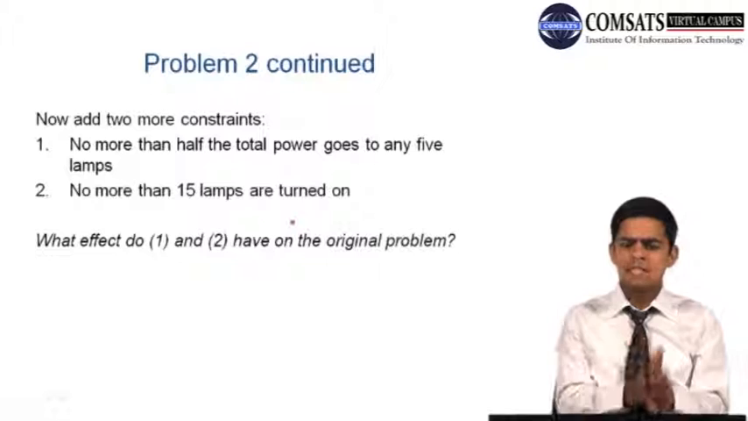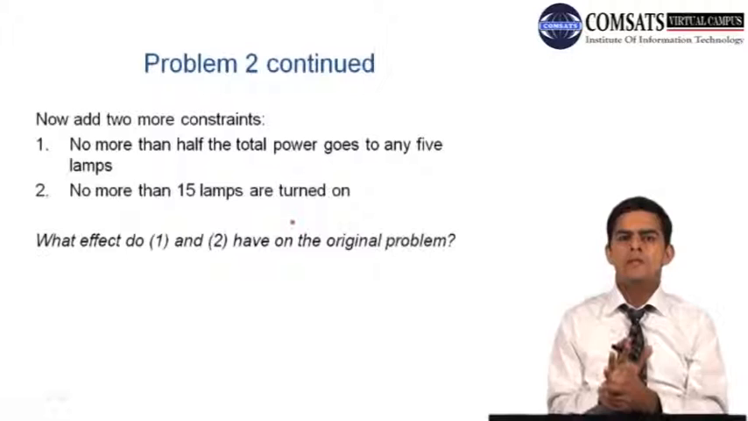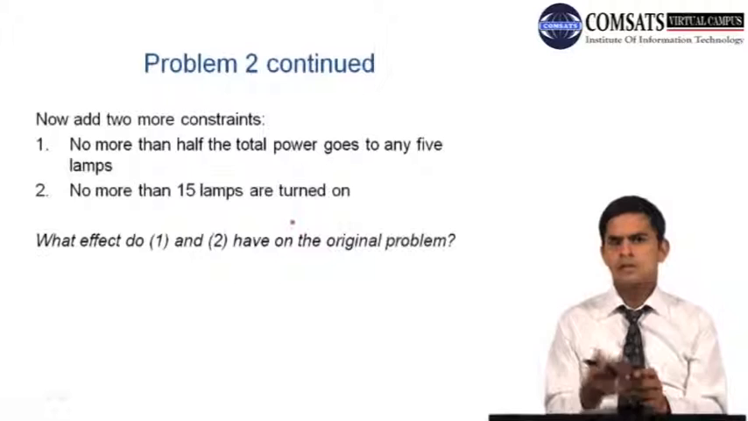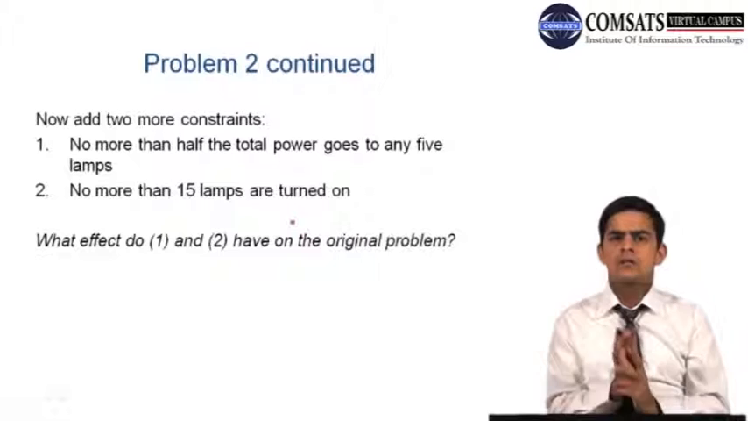And also, you can apply another restriction that you don't want to turn on more than 15 lamps. 15 lamps is already a lot of lights turned on, because they will use a lot of electricity. So we say that no more than 15 lights will be turned on at the same time, so that we can save electricity.